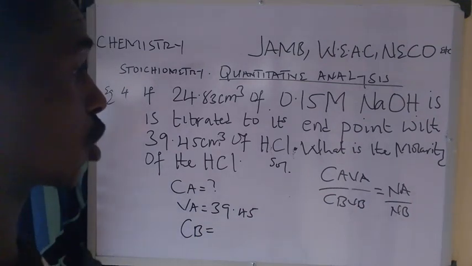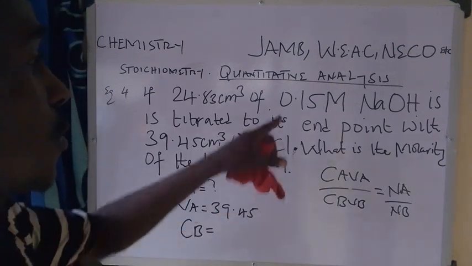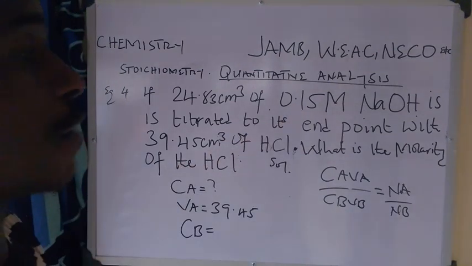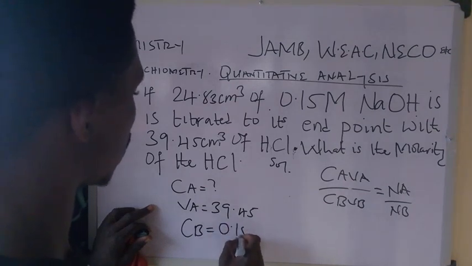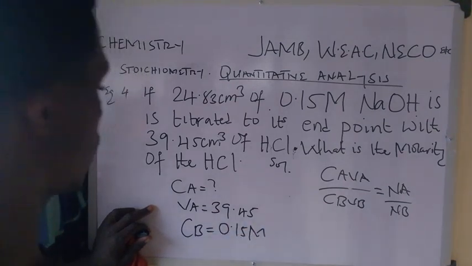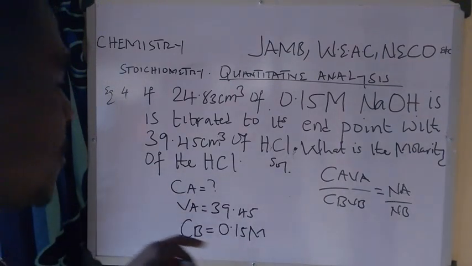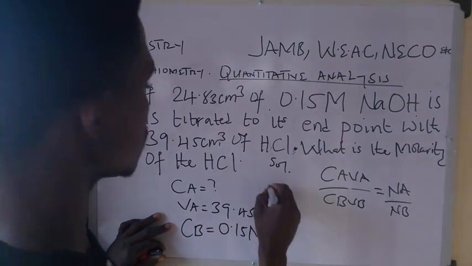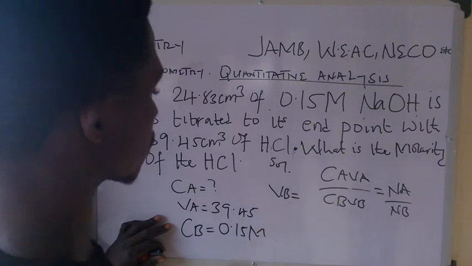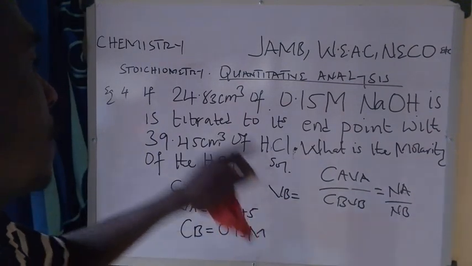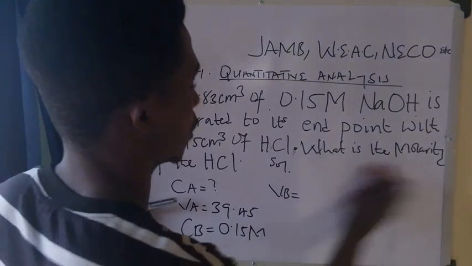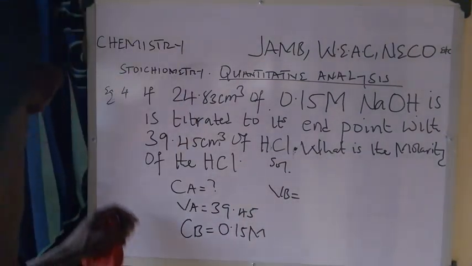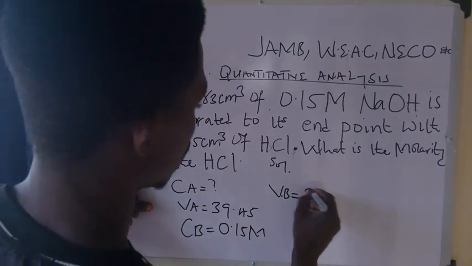Cb, that is the concentration of the base. The concentration of the base is 0.15 mole per dm cube, 0.15 molar. So what is Vb? Vb, you don't know Vb? Okay, Vb is 24.83 cm cube.